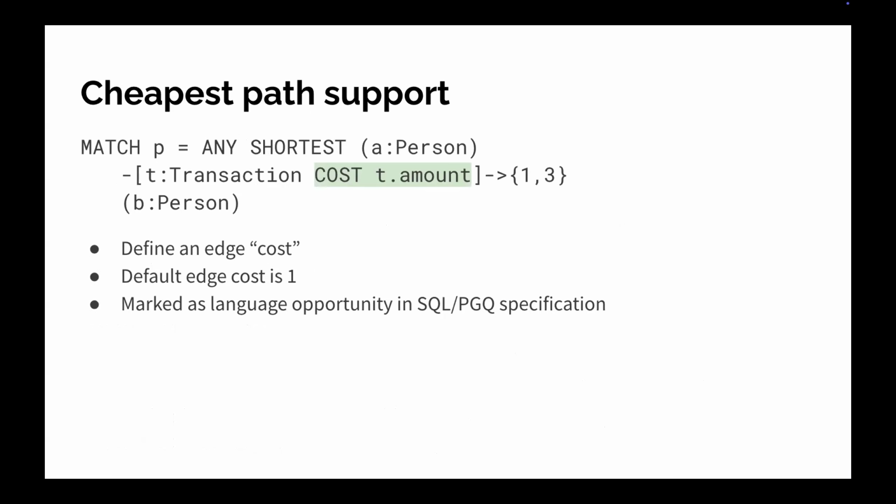And then finally, some extension of the cheapest path. This is actually marked as a language opportunity in the specs. By default, the edge weight is only 1. But our parser actually allows you to specify a cost of the edge weight, which could be some special column, in this case the amount of the transaction, for instance. And then you could do cheapest path over that instead of shortest path. That's something I want to support in the future, but I haven't gotten around to supporting this yet.